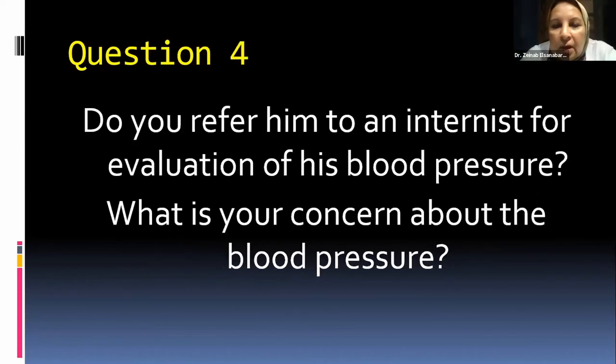Okay. And as you have mentioned before, his blood pressure is very important. So what is your concern about the blood pressure?